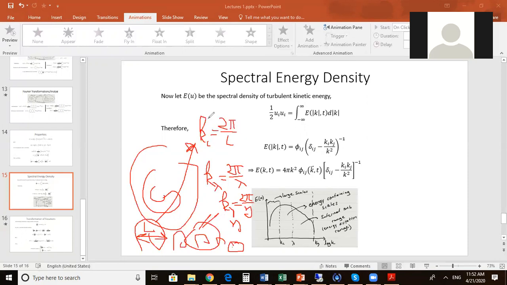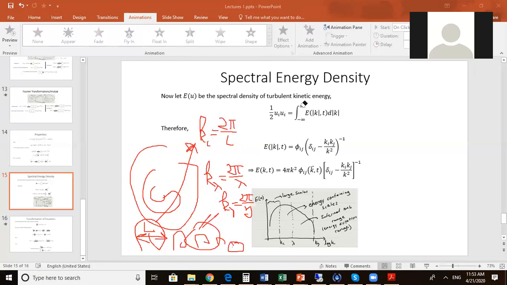Dr. Agarpan, yes, please. I have one question. In this slide, the first equation you are showing for the turbulent kinetic energy, you are integrating as a function of wave number, but the limits are from minus infinity to infinity. Very good, yes, that's a very good point. I wanted to make it simpler, but you caught me. That's true.